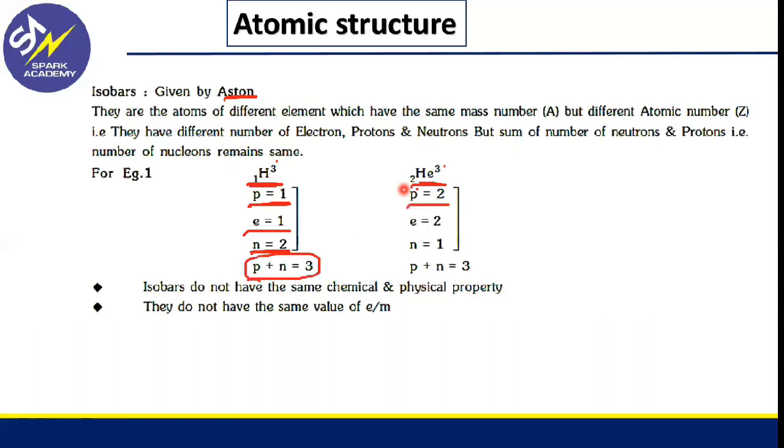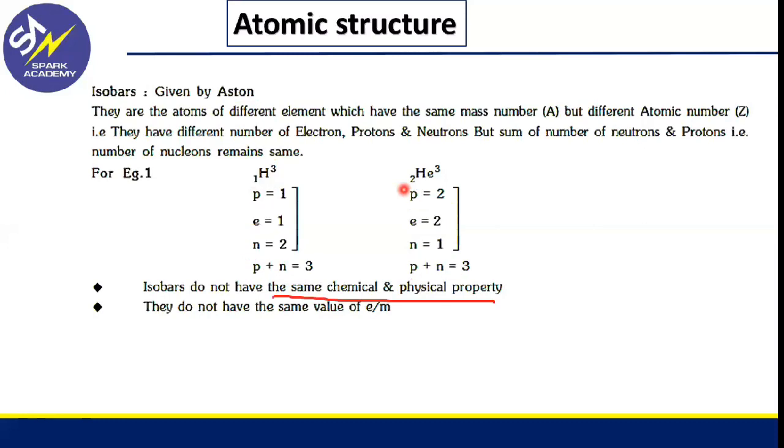If you look here, the number of protons is 2 because the atomic number is 2, and electrons will be 2, but neutrons will be 1, 3 minus 2. So the sum is equal, but the number of electrons, protons, or neutrons will not remain the same for any of the elements. So they are different, but the sum is the same. These elements are called isobars. Isobars are those which have the same mass number but different atomic number.